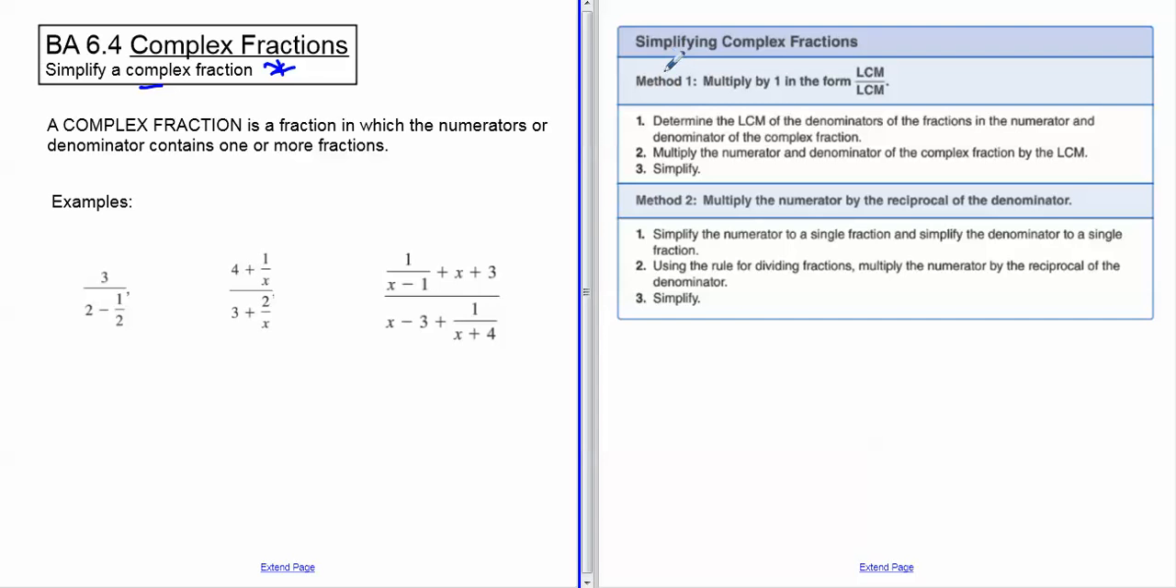Now, I've made a little bit of a different outline here, or recording area, because what I want to do is have all of our steps over here. We're going to follow these steps all the time, and then we will have our active screen over here. So here's our first step, complex fraction.